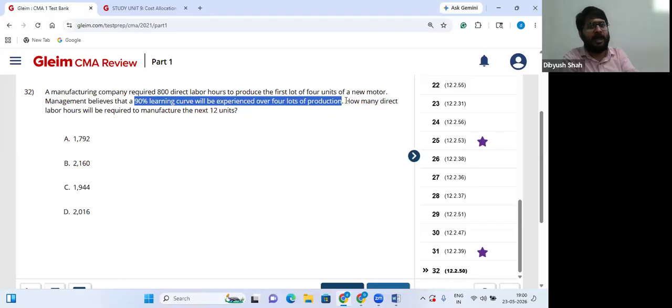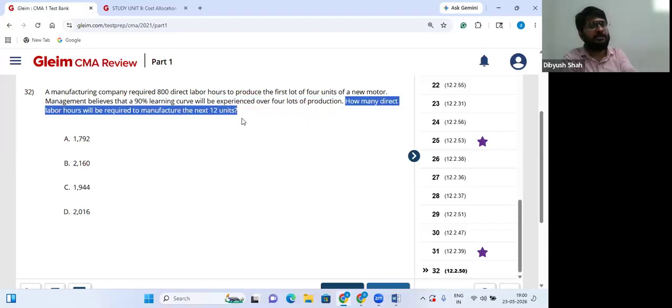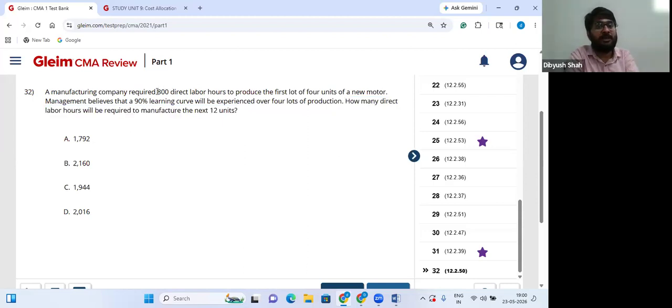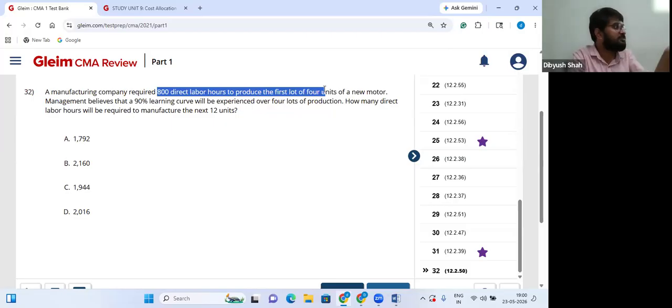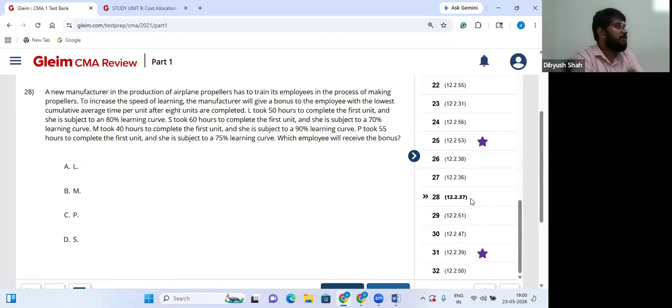Now they are asking simply how many direct labor hours will be needed to make the next 12 units. You will need to calculate the total labor hours needed to make 16 units, that is 4 lots. They have already told you the labor hours for the first 4 units, minus that. That is your answer.